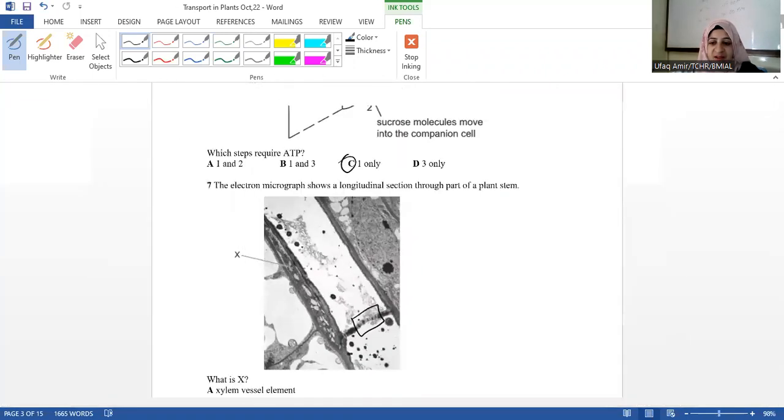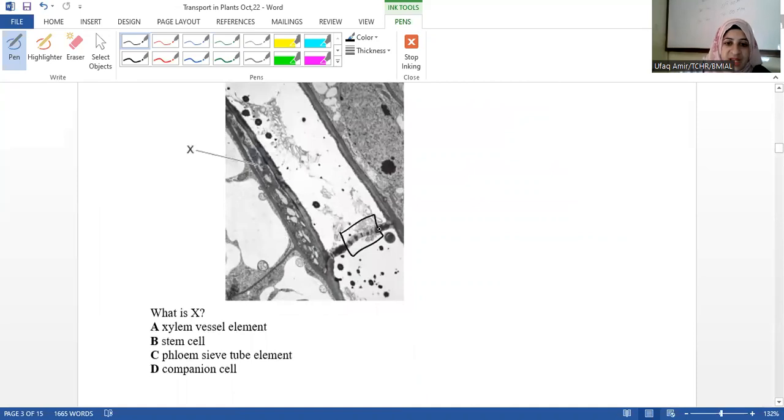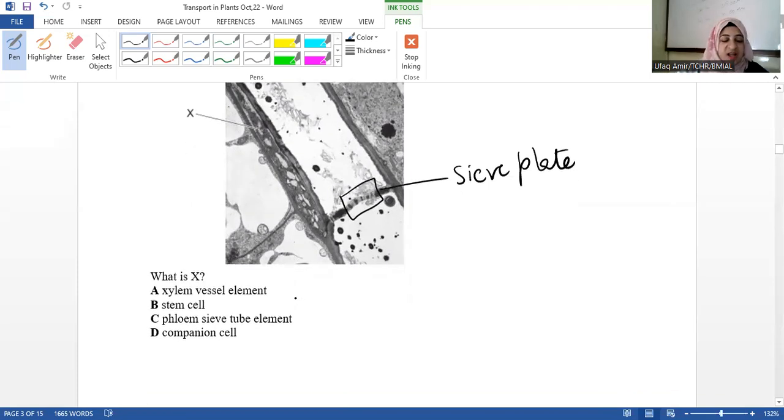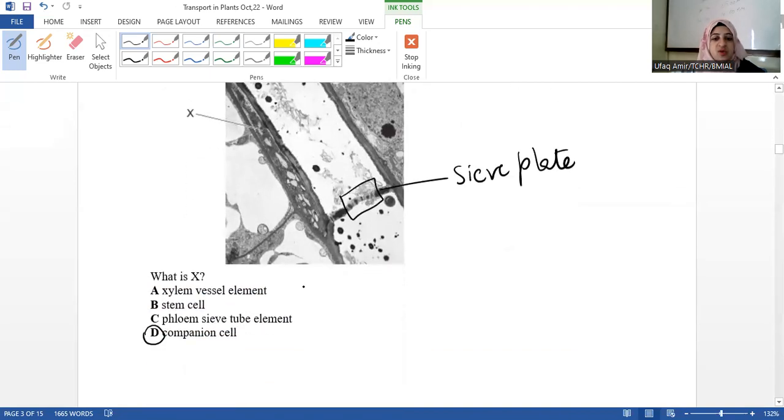This helps us in recognizing it as a sieve plate, and sieve plates are in the sieve tube element. So this is a phloem sieve tube element, but they are asking about this neighboring cell to the phloem sieve tube element, and we know that the phloem sieve tube element has the neighboring cell called the companion cell, which gives it cytoplasmic support to survive and some other things as well. That's why it's called the companion cell, which is helping it in its survival. So that is the companion cell next to our phloem sieve tube element.